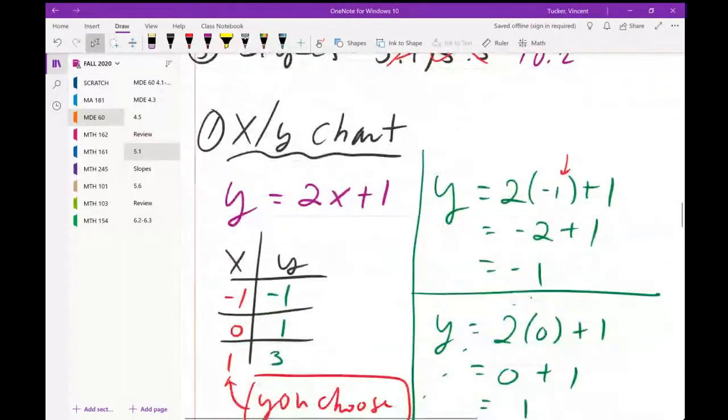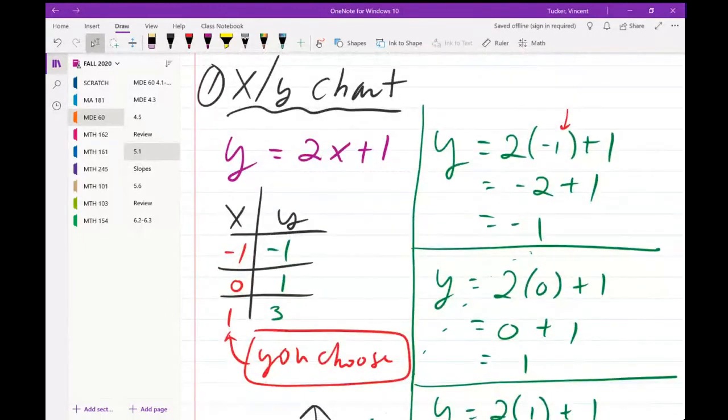All right, so let's look at the first method today. All right, let me erase this stuff.